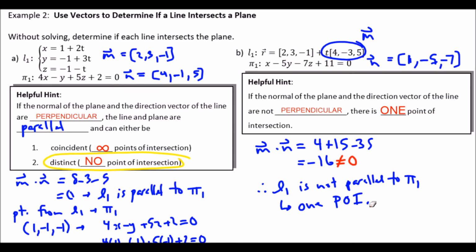All right. So that's a quick way of telling by using the dot product whether there's one point of intersection, infinite points of intersection, or no point of intersection, of course. If they are parallel, then you've got to take the point from line 1 into plane 1.